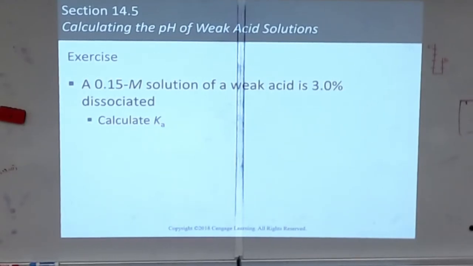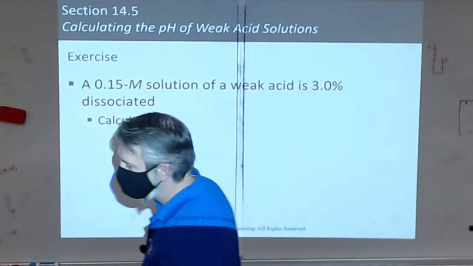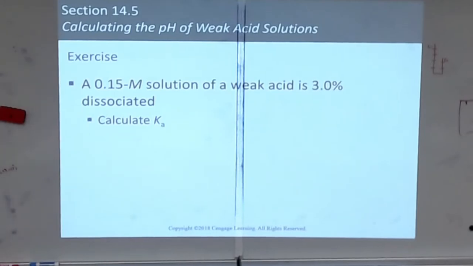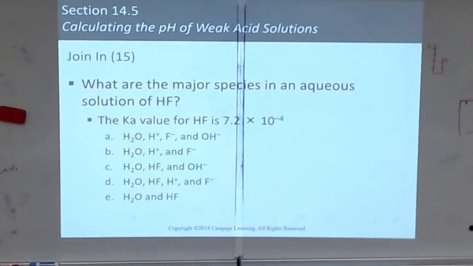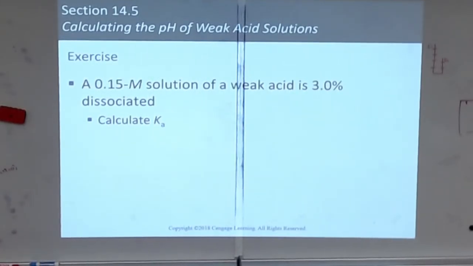So I have a 0.15 molar solution of weak acid that is 3% dissociated. From there, you should be able to calculate Ka. So calculate Ka, and if you did that, you would find that it's 1.4 times 10 to the minus 4th. Pause this video now. No, I'm just kidding.